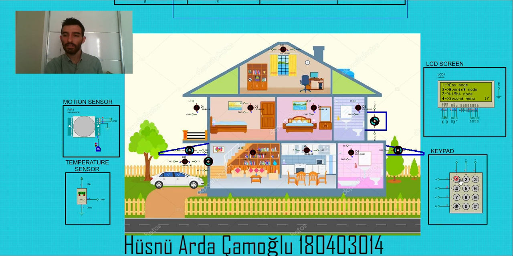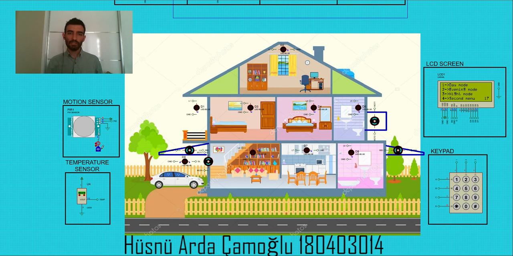After that, let's choose evening mode. At the evening mode, the fan will go off and each light inside of the house will go on. Let's choose our third choice, the night mode. At the night mode, each light goes off and the fan will go off.